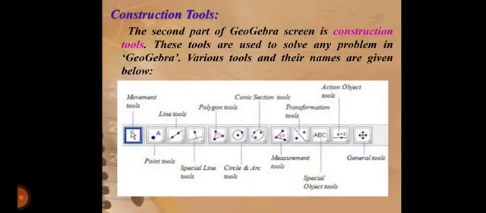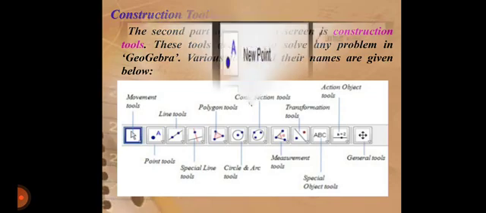Next, construction tools. The second part of the GeoGebra screen is construction tools. These tools are used to solve any problems in GeoGebra. In construction, various tools and their names are given here. They are movement tools, line tools, polygon tools, conic section tools, transformation tools, action object tools. The next: point tools, special line tools, circle and arc tools, measurement tools. Next is special object tools, and the last one is general tools.